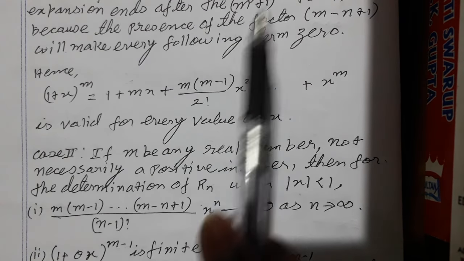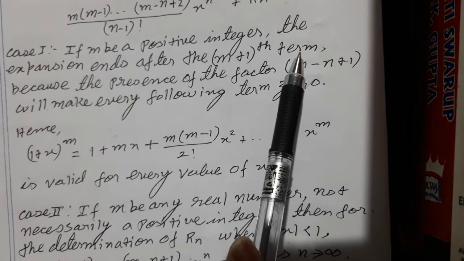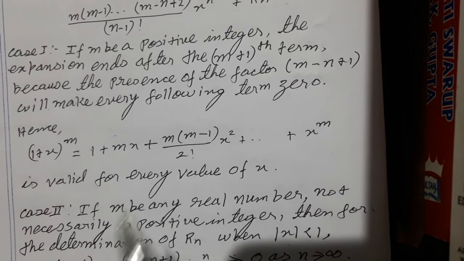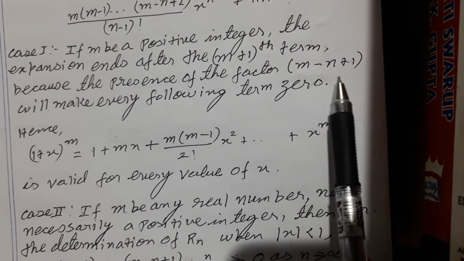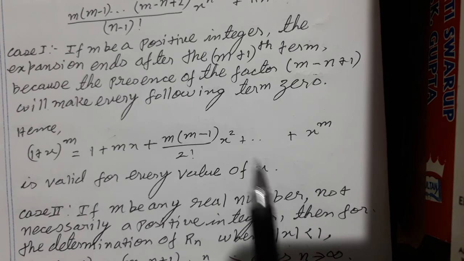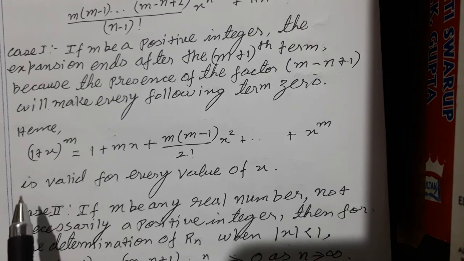So if m is a positive integer, the expansion ends after m plus 1 terms. We have also seen this as an example, that it will end after the m plus 1 term. So it will have only m plus 1 terms, because of the factor, this will also make it 0. So it will be till m plus 1 term. All the m plus 2, m plus 3 terms will be 0, as I have shown in an example here.